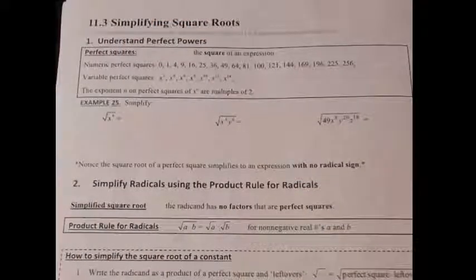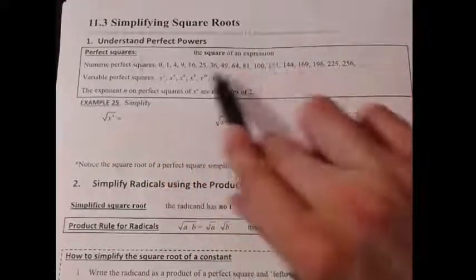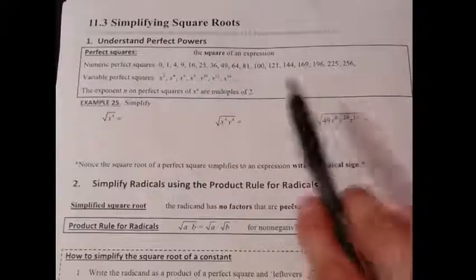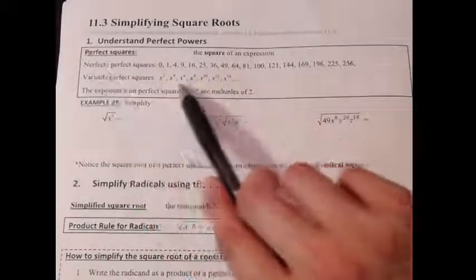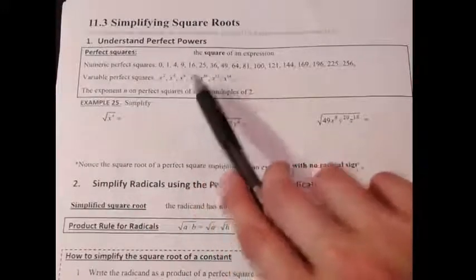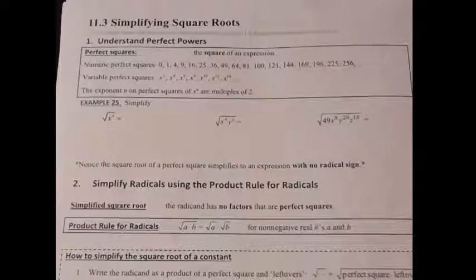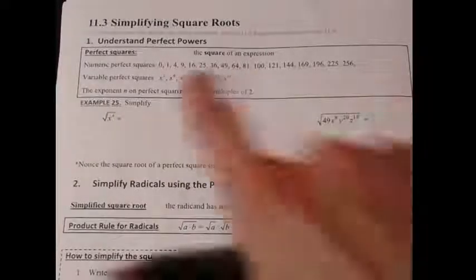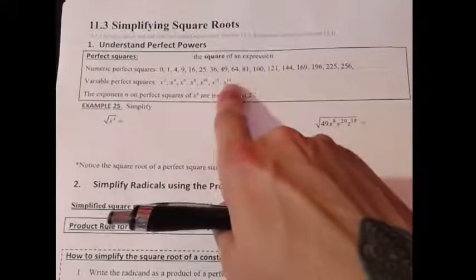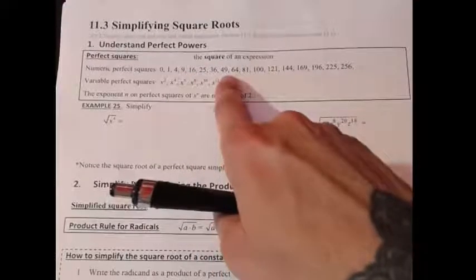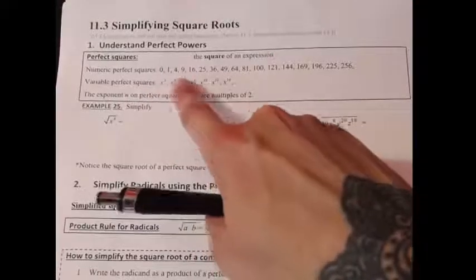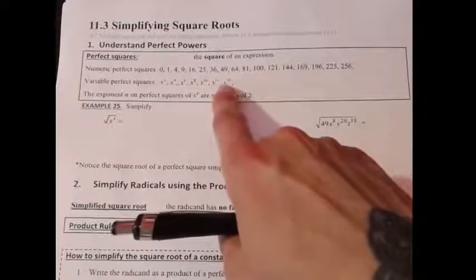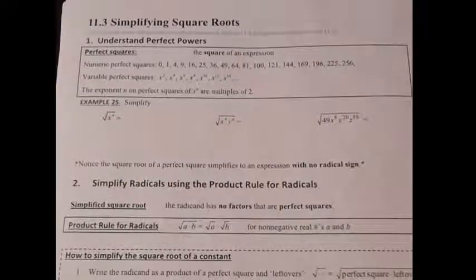Okay, first things first, you know what a perfect square is, right? It's the square of an expression. What I've listed here are the numeric perfect squares, and of course, that's going to continue on to infinity. And then I've also provided the variable perfect squares. Notice the powers: 2, 4, 6, 8, 10, 12, 14. All of these are divisible by 2. Not the perfect squares, that's totally different. Your variable perfect squares, those powers are divisible by 2. That's something very important to know. So let me show you how we simplify.